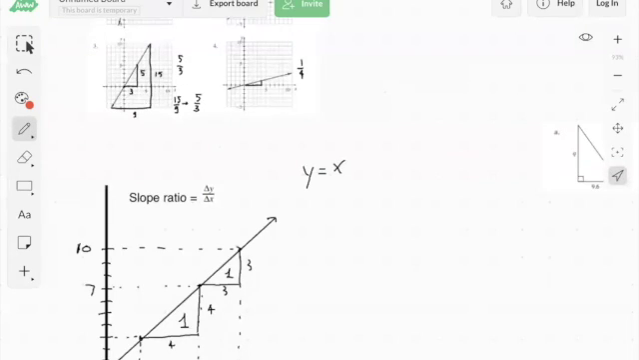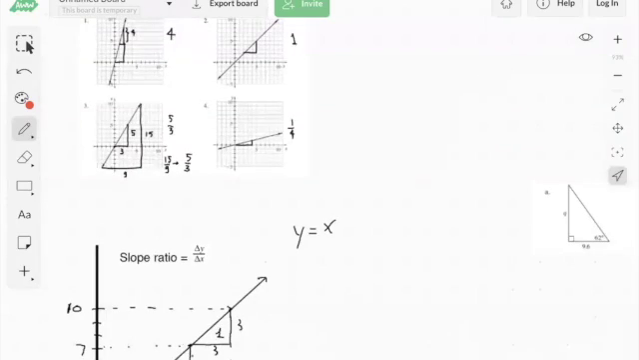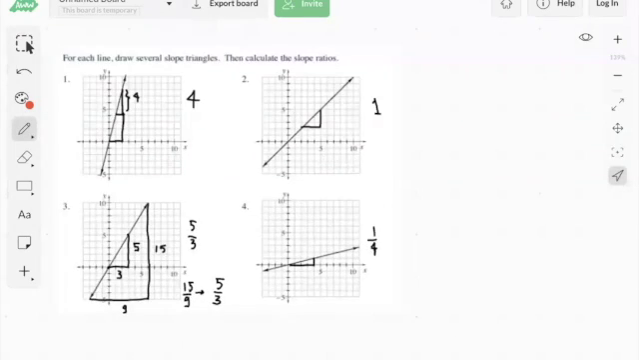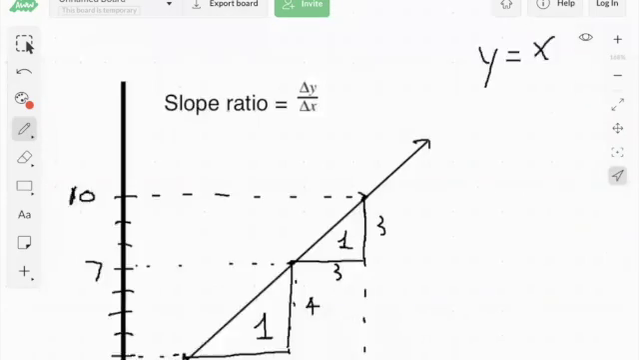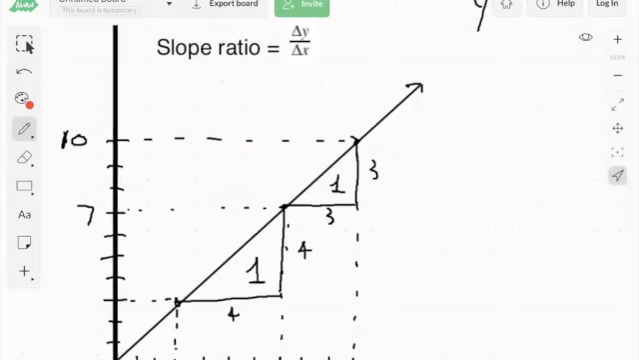Wait, what? Could you zoom in on the original graph? Or just have it be in the center? This one? No, the one at the start. This one? Yeah, that one. Okay. All right, thanks.